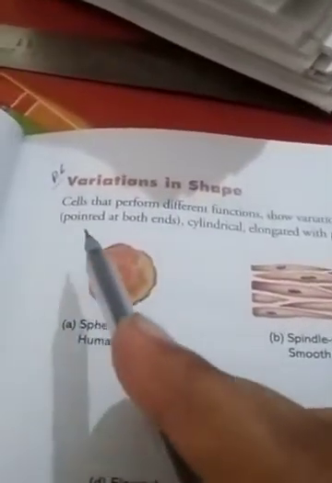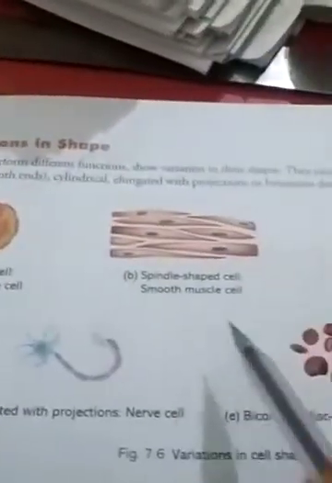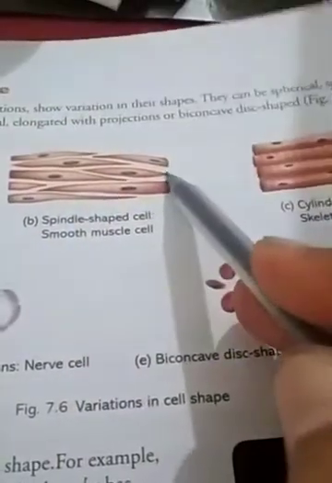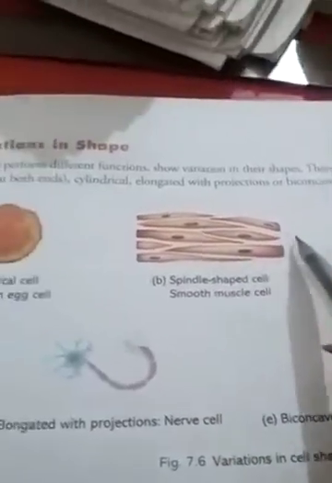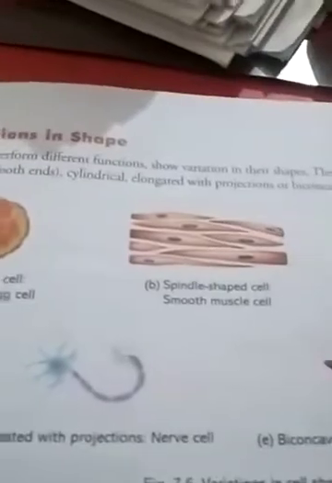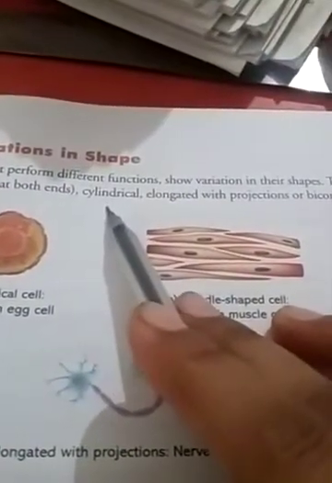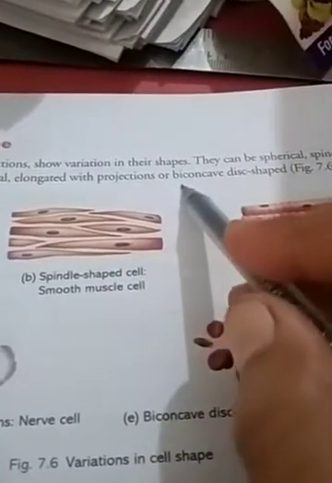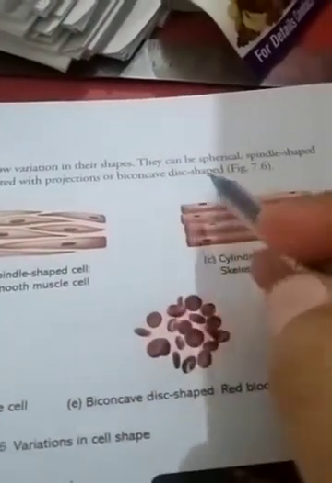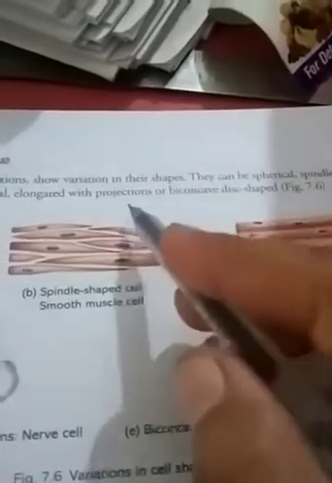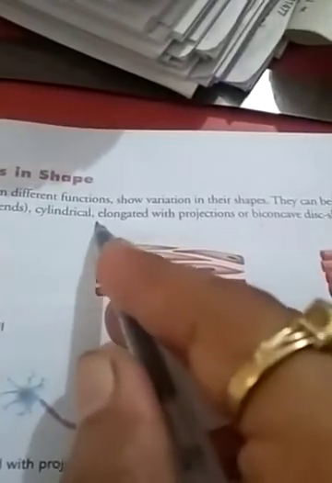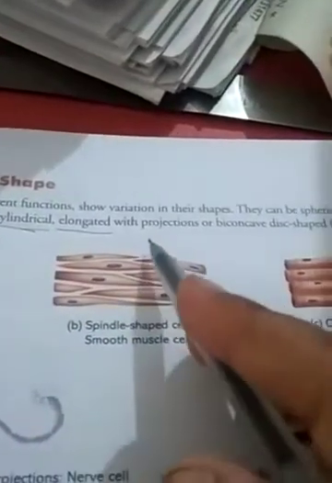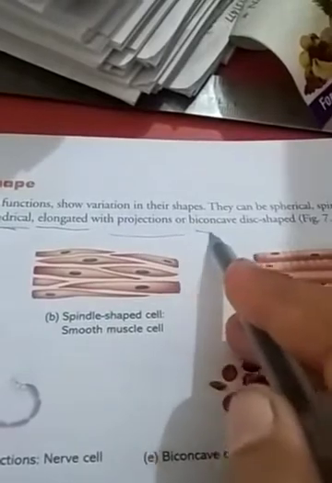Spindle means it is pointed at both ends, just like this. This is pointed at this end and this end also. This is called spindle shaped. Next, cylindrical, elongated with projection, or biconcave disc shaped. Elongated means long, cylindrical means in the shape of a cylinder, with projections, or biconcave lens.